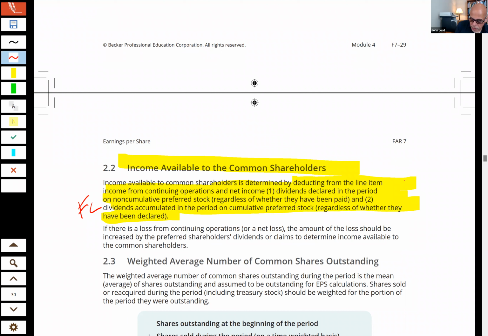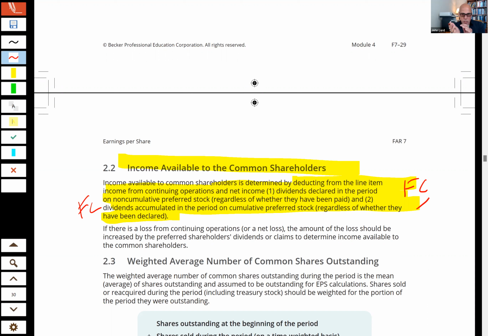Okay, so if we have dividends, they don't have to be paid. That's the main thing. If it is non-cumulative, then it has to be declared in order to be considered a preferred dividend to be subtracted from the income available to the common shareholders. If it is cumulative, it doesn't matter if it has been declared. And when we look at that, we look at it year by year.